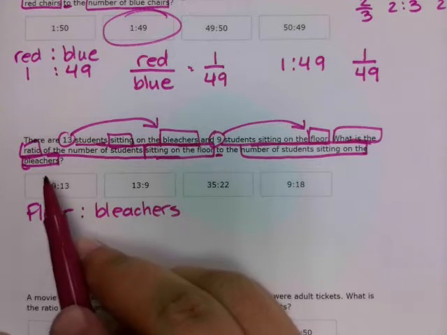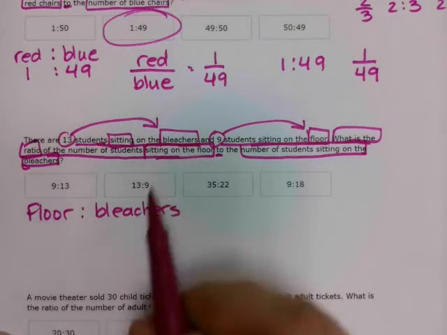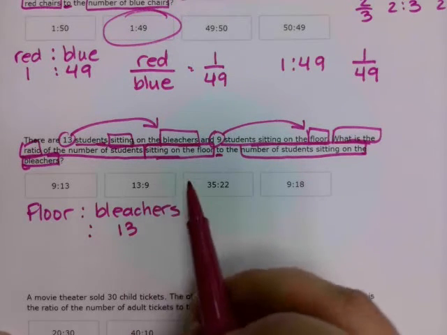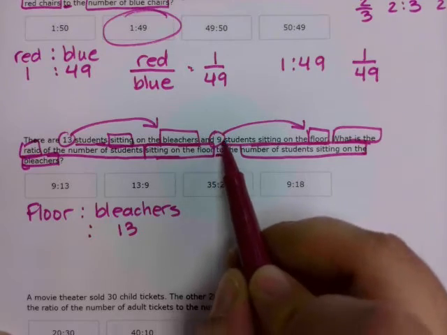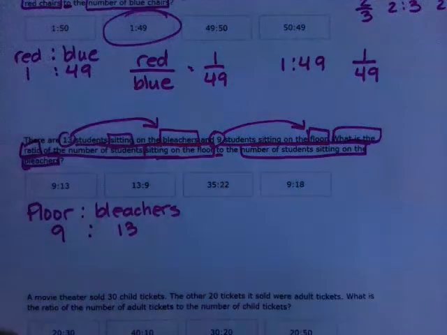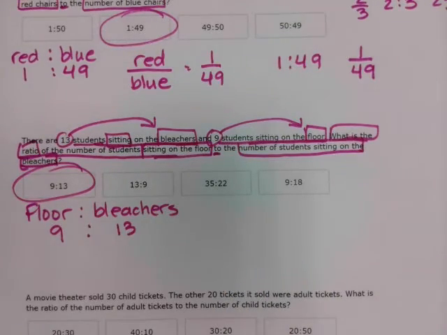Floor to bleachers. So 13 were sitting on the bleachers, so I know 13 is going to go here. There's my colon in front of it, and then floor has to come first. 9 students sitting on the floor. So 9 to 13. Oopsie. 9 to 13 is my ratio.